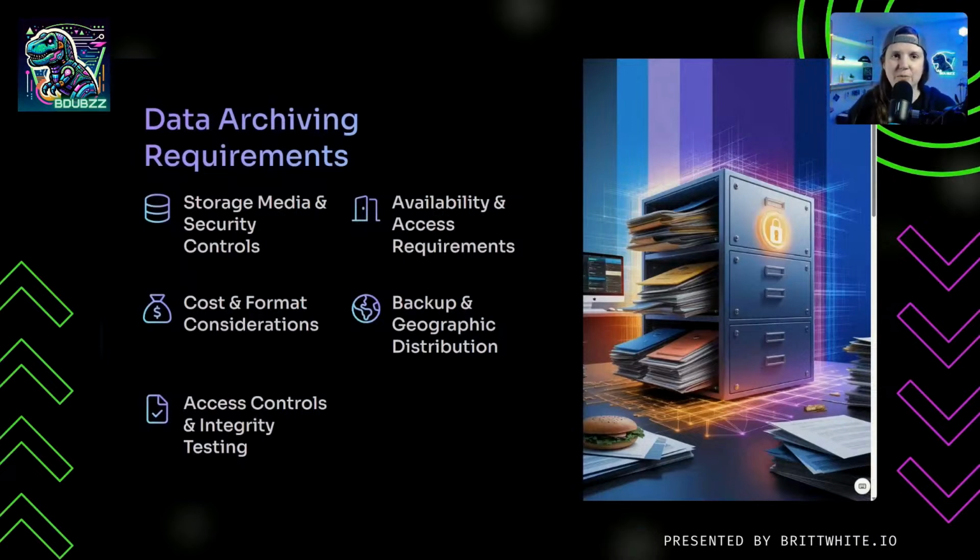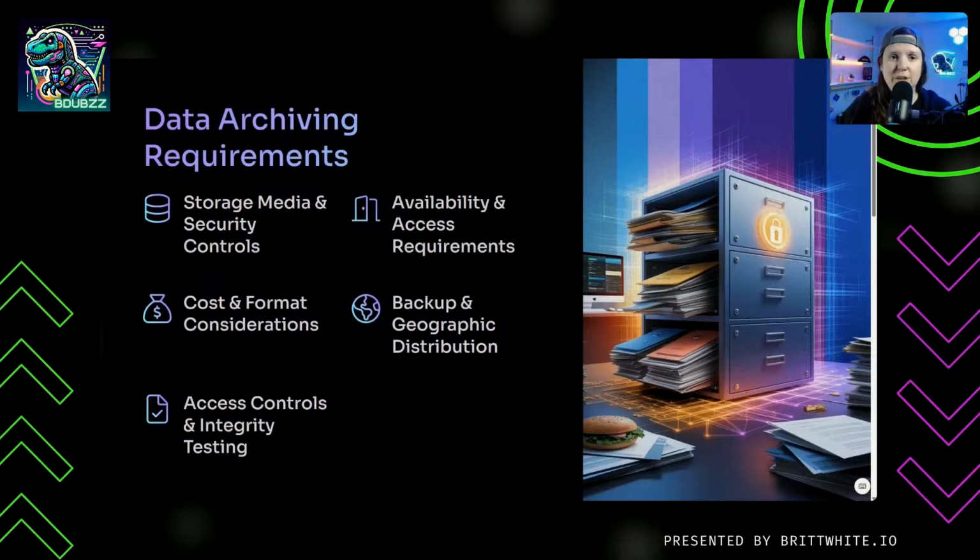This goes hand in hand with our security controls and encryption strategy to protect that data. We also need to carefully consider availability. How quickly and easily can authorized users access this archive data when they need it? And of course, we must ensure we're complying with all retention period requirements. Cost is another major factor. We need to balance our archiving needs with budget constraints.